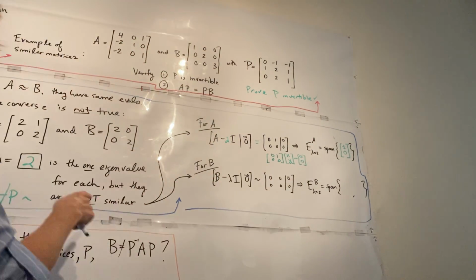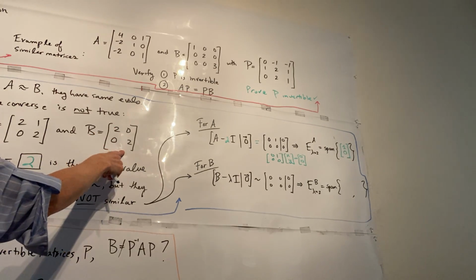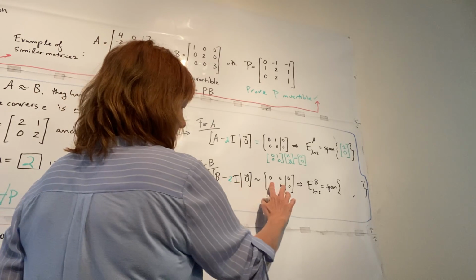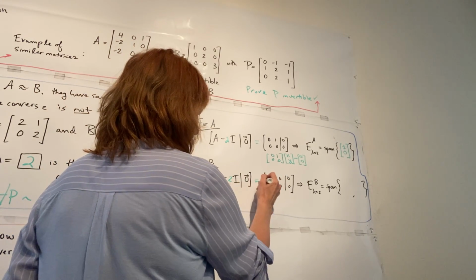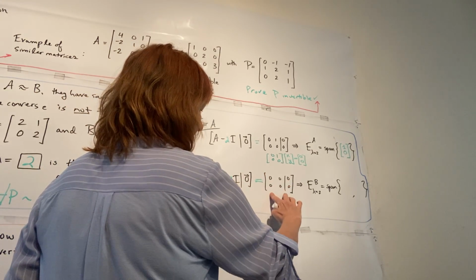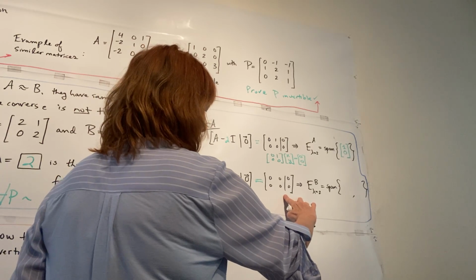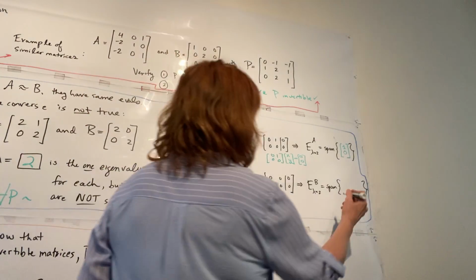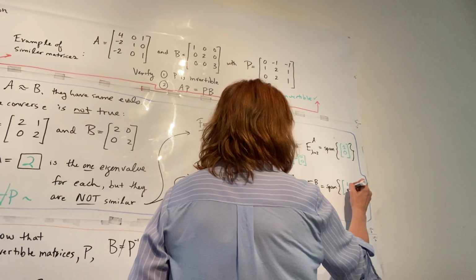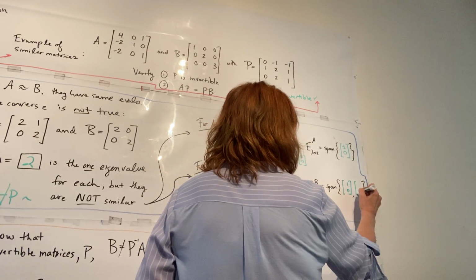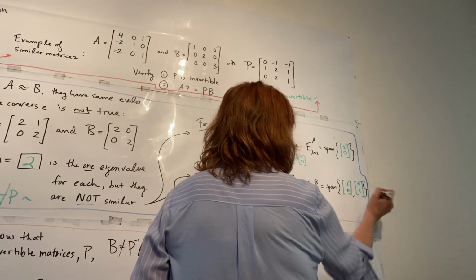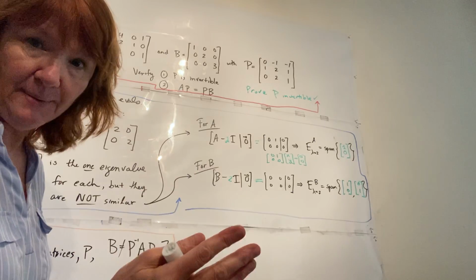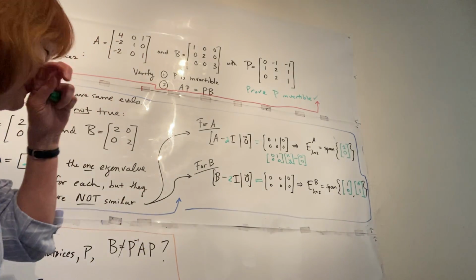What about for B? B looks like this. Well, if you substitute 2 in here, then you're left with exactly this. And what does that have as solution? X could be anything, y could be anything. So that means that this eigenspace has 2 linearly independent eigenvectors: 1, 0, and 0, 1. Not to mention infinitely many others, but you could take those too, right?